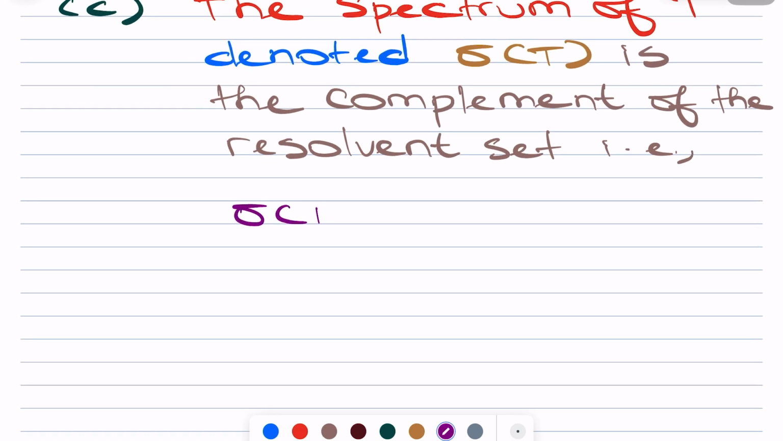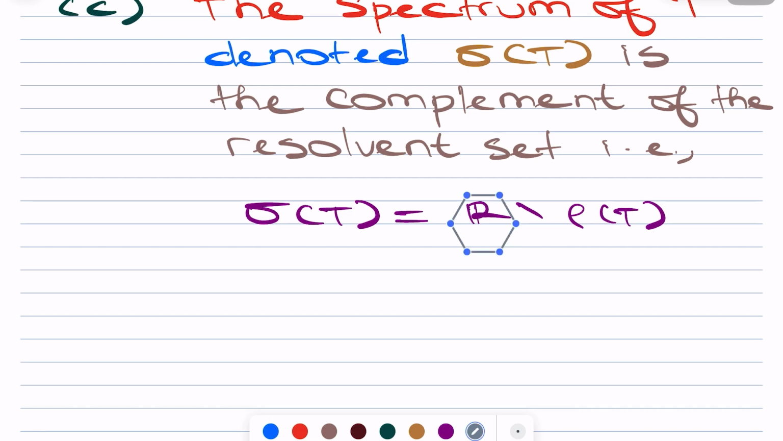Oops, sigma of T is R minus. As I said, this is because I'm working on a Banach space over the field R. But of course, this R could be C, the space of complex numbers.